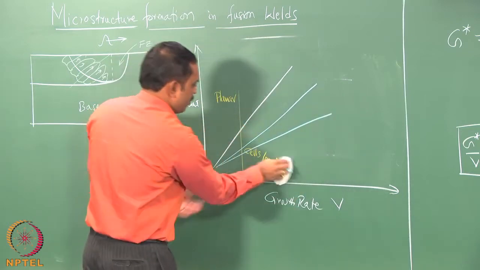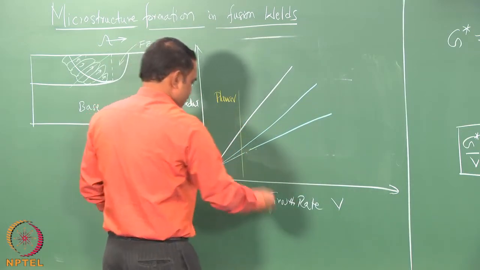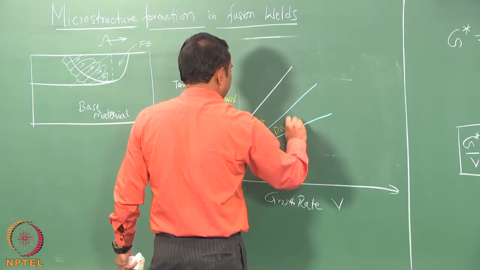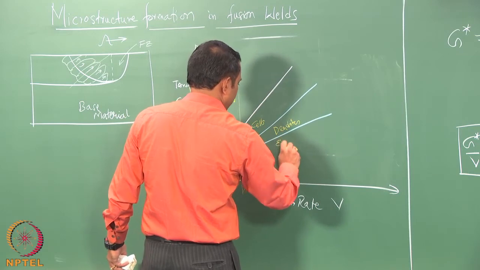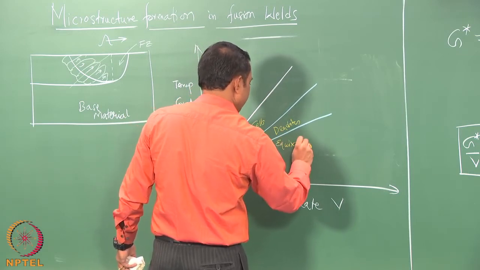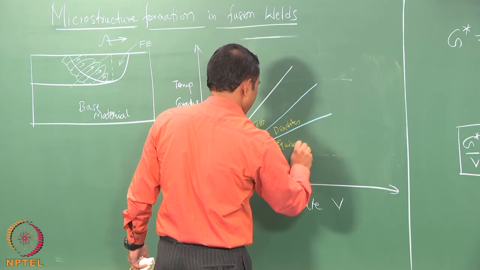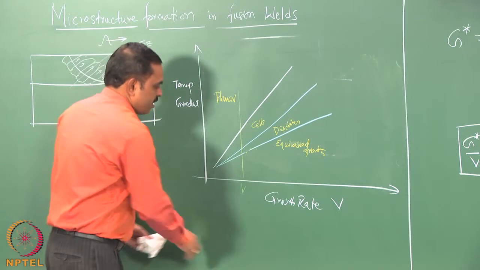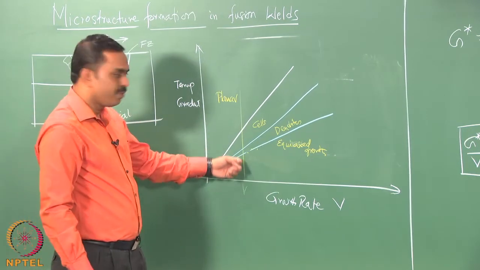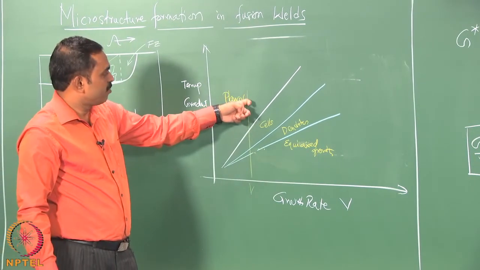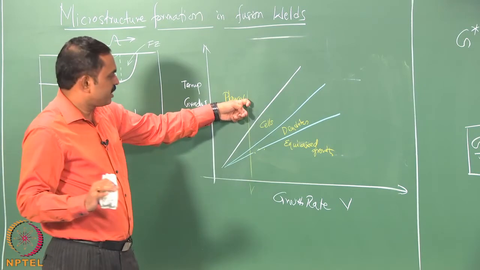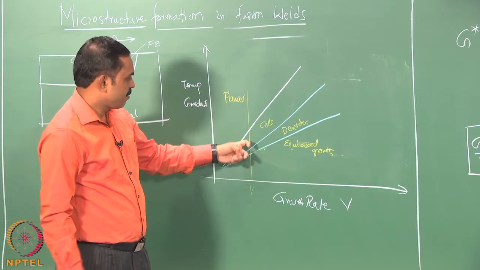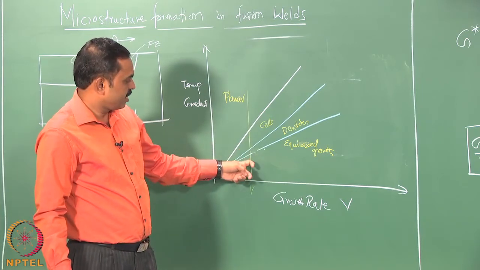Okay. So, how are these going to look? Then you can say that here is where we have got cells, and here is where we have got dendrites, and here is where we have got equiaxed growth, which means that for any given torch velocity, if you have a very steep gradient like in electron beam welding, you would have grains without much features, and as you keep decreasing the velocity, then you start seeing the cellular microstructure, and then dendritic microstructure, and then equiaxed microstructure.